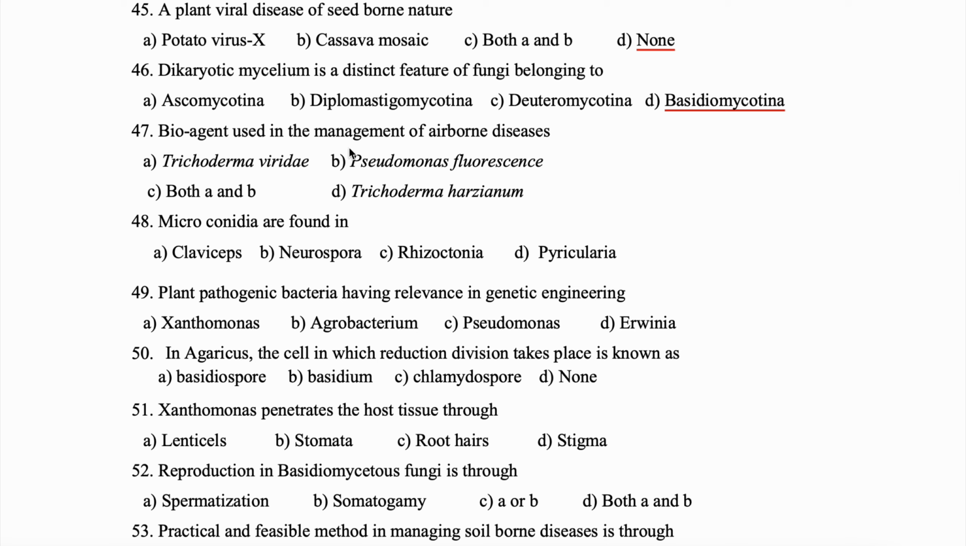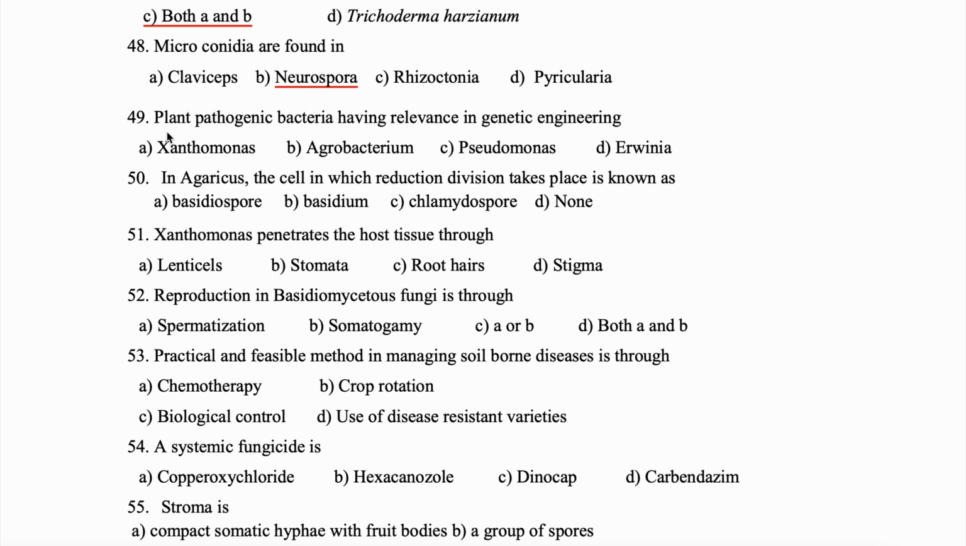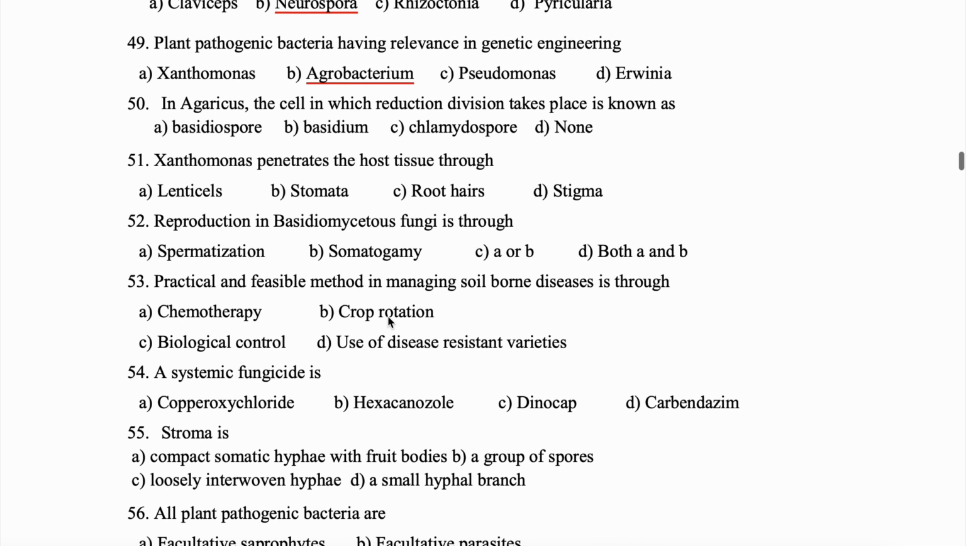Bioagent used in the management of airborne diseases. It is Trichoderma viride as well as Pseudomonas fluorescens. So the answer will be option C, both A and B. Question 48. Microconidia are found in Neurospora. Question 49. Plant pathogenic bacteria having relevance in genetic engineering. It is Agrobacterium. Next question.